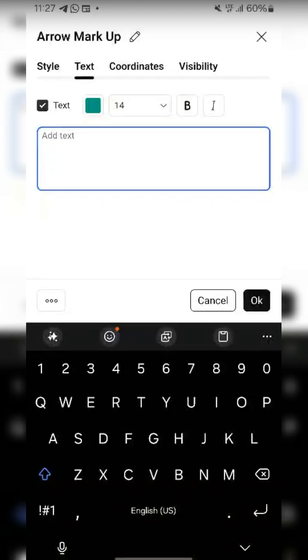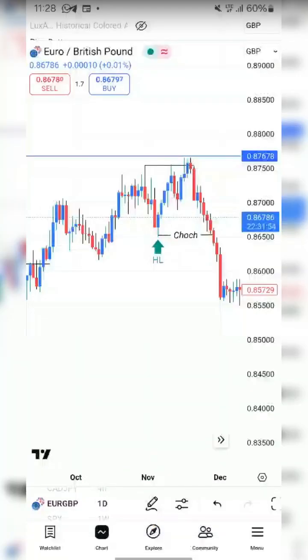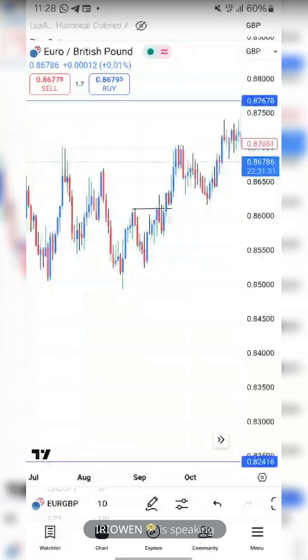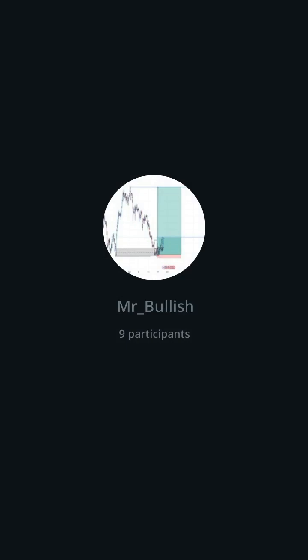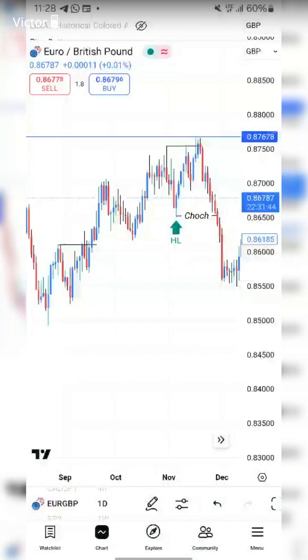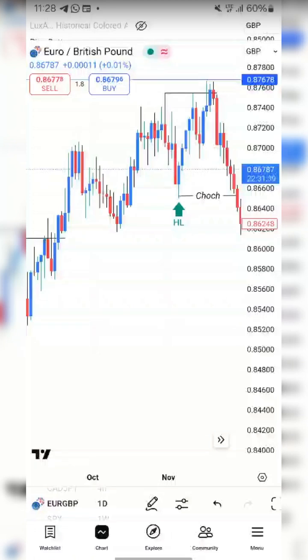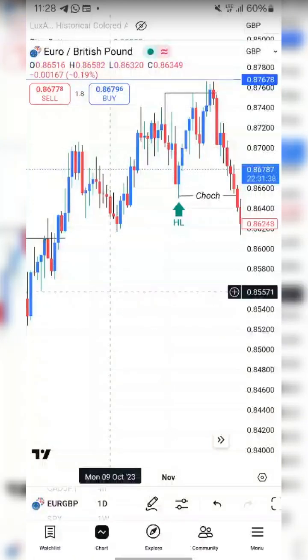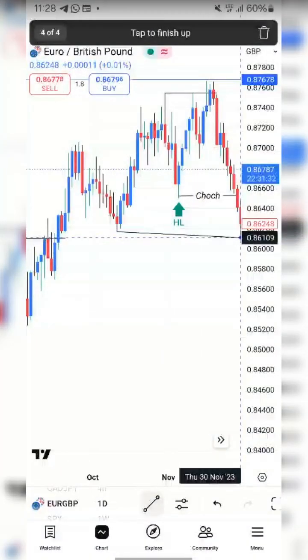Lower low. Should I write HL? This HL actually stands for higher low. You understand? So now you see this particular point is called a higher low, right? Because we have higher low, higher high, higher low, higher high, higher low. So now, why is it called higher low? Because it failed to break below this previous higher low.